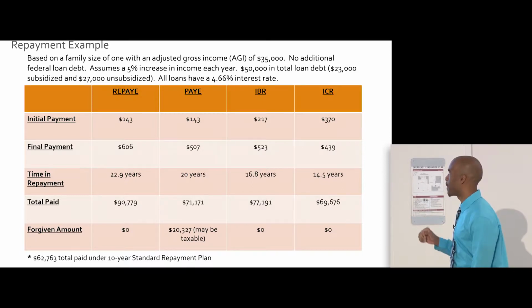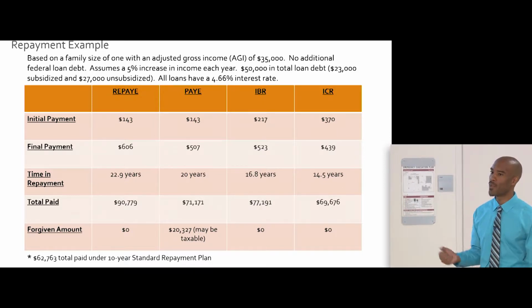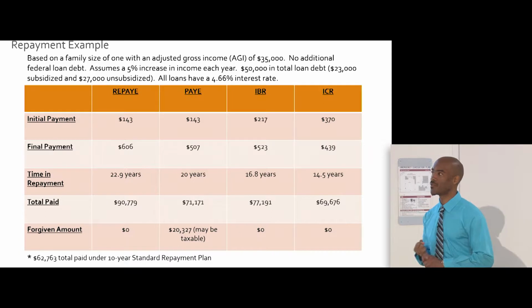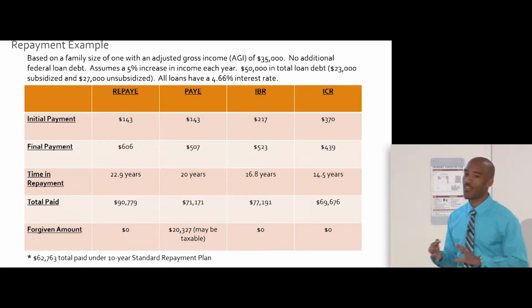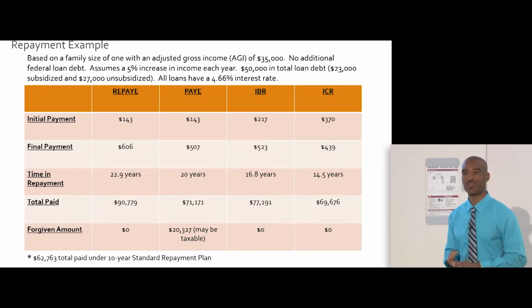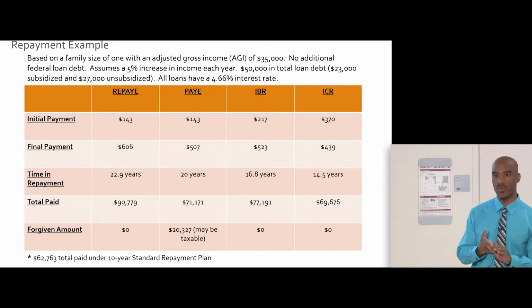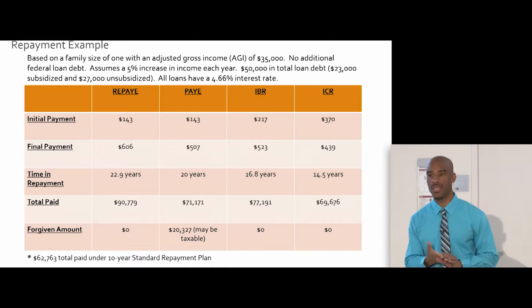And then here are the income-driven repayment plans. So the income-driven repayment plans, they're based off a couple of factors. They're based off of your family size. They're based off of your income. They're based off of if you have any additional student loan debt. And they're also based off if you are supporting anyone more than 50% in your household.